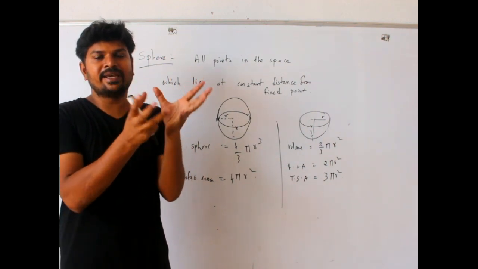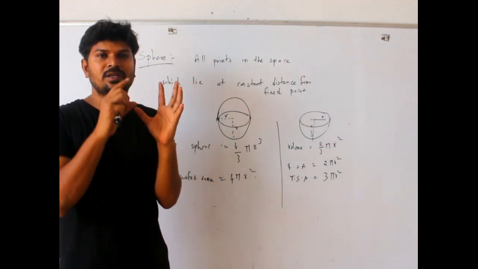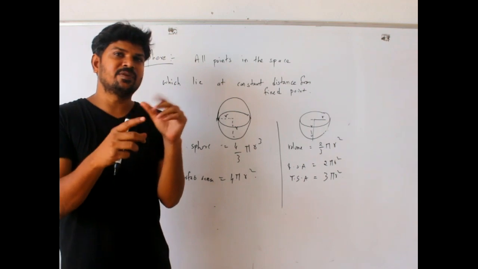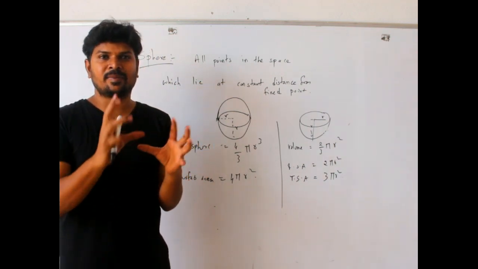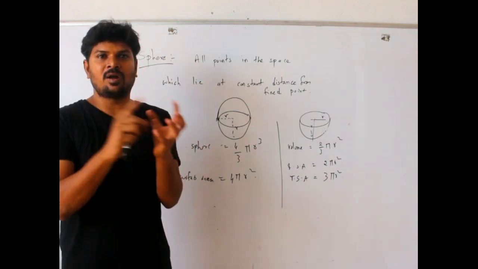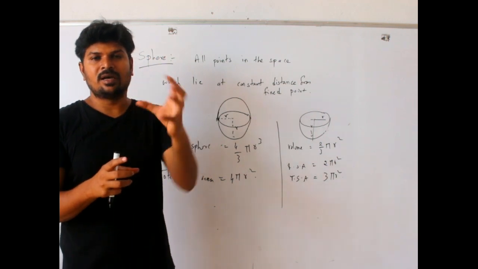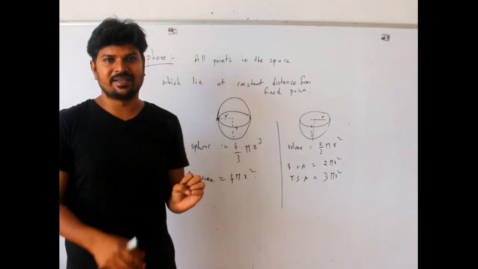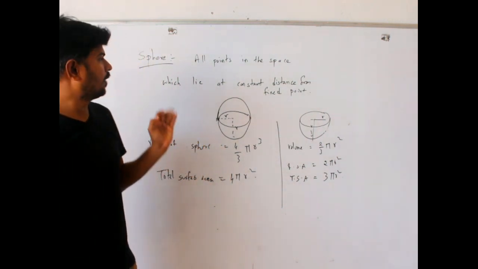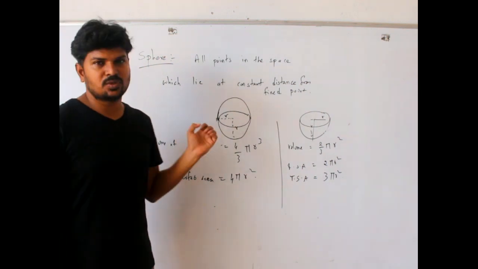Imagine the earth here, which extends completely in x direction, y direction, z direction. Again, an example is a cricket ball, which has all the dimensions. It occupies complete space here. Okay. So how do we find the volume of the sphere here?